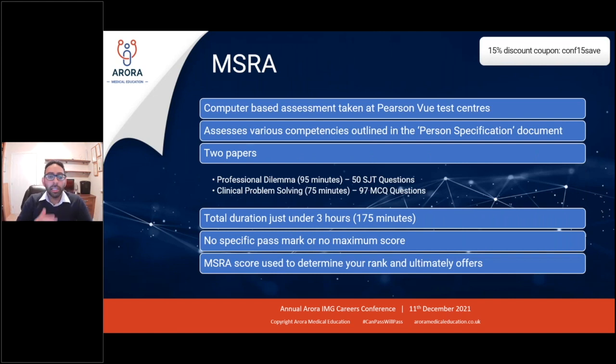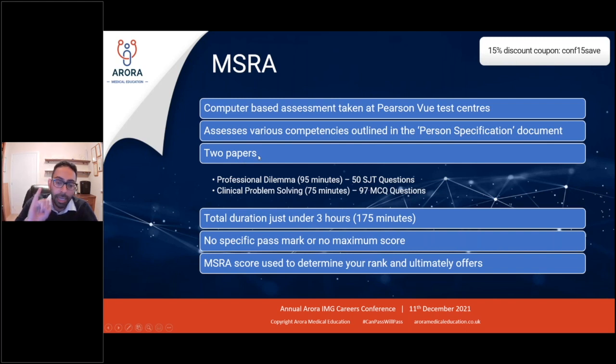So what is the MSRA? It's a computer-based assessment, like I said, taken at the Pearson VUE test centres across the UK. It assesses various competencies outlined in the person specification document that I mentioned in the previous slide. And as Shinazi mentioned in psychiatry, because it's the same paper that's done for multiple specialties, there are two key papers in that exam.